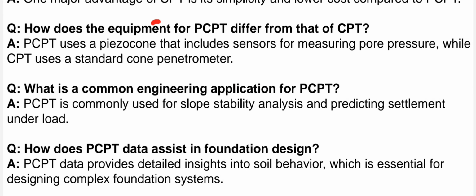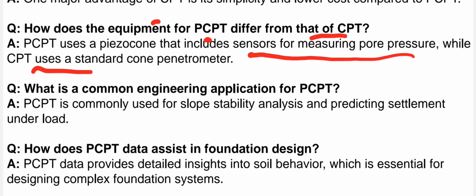How does the equipment for PCPT differ from that of CPT? PCPT uses a piezo cone that includes sensors for measuring pore pressure, while CPT uses a standard cone penetrometer. So CPT means standard cone penetrometer. Piezo cone penetrometer means it has additional sensors to measure the pore water pressure, and that's how the equipment for PCPT differs from CPT. If asked how the equipment of PCPT differs from that of CPT, you can answer like this.